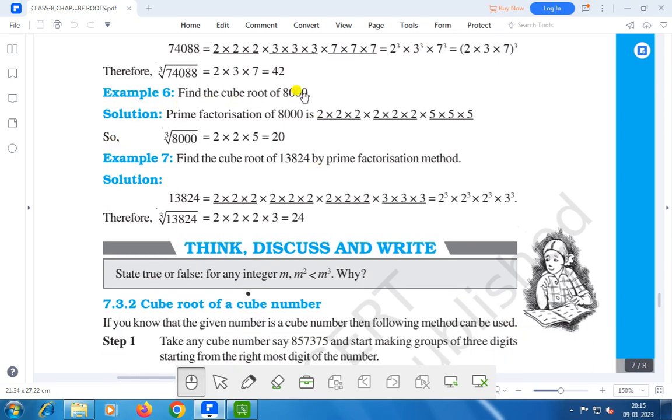Find the cube root of 8000. The prime factorization of 8000 is 2 into 2 into 2 into 2 into 2 into 2 into 5 into 5 into 5. Therefore, the cube root of 8000 is equal to 2 into 2 into 5, that is 20.